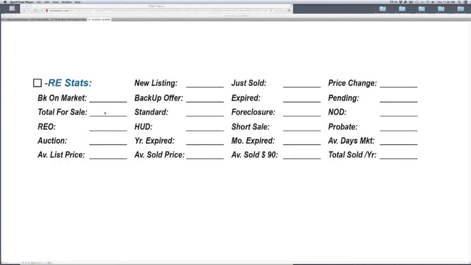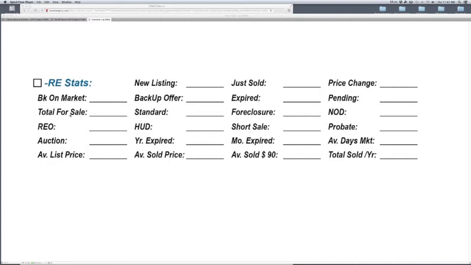Now we're going to want to break that down. The way that my MLS breaks it down is in the following categories. The first category is how many of those active listings, of those 517 for example, are standard sales. That number is going to go here. How many of those are foreclosures? How many of those are NODs, or notices of default? Next, I'm going to find out how many of those are REOs, bank owned or real estate owned. Next, how many of those are HUD? How many of those are short sales? How many of those are probate sales? And then finally, how many of those are auction sales?